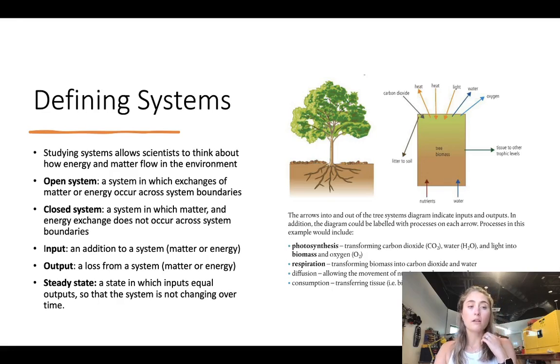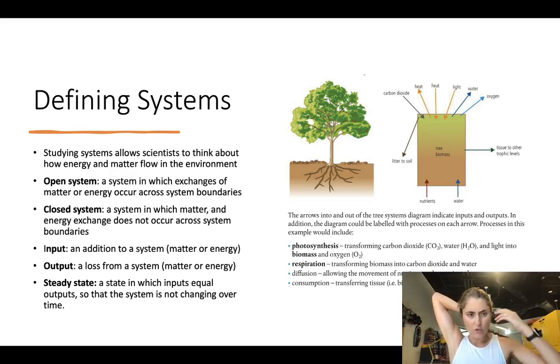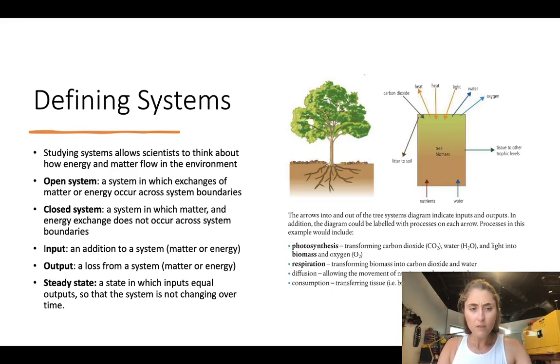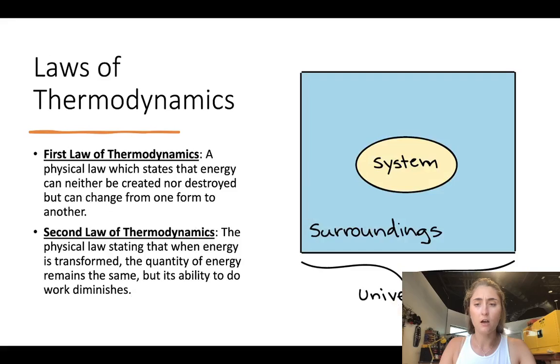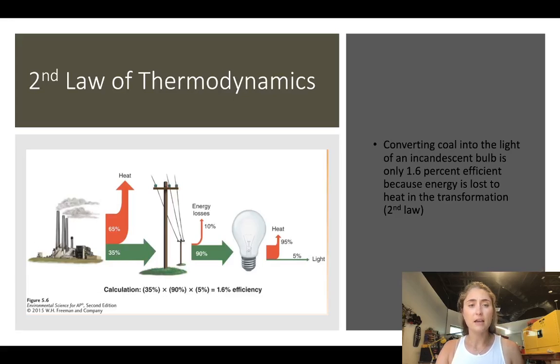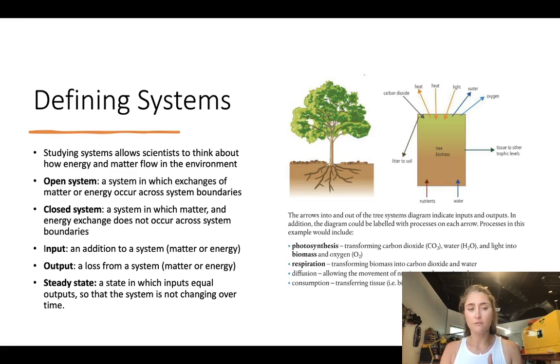Okay, a little bit more on defining systems. Again, I showed you this image of how we define a system. It's a system and its surroundings. We can further break that down. So systems can be defined as open and closed. An open system is a system that has an exchange of matter and energy across boundaries.